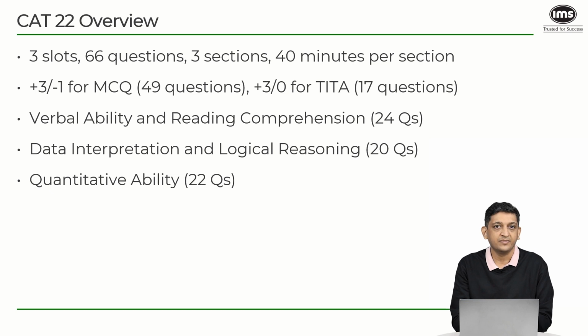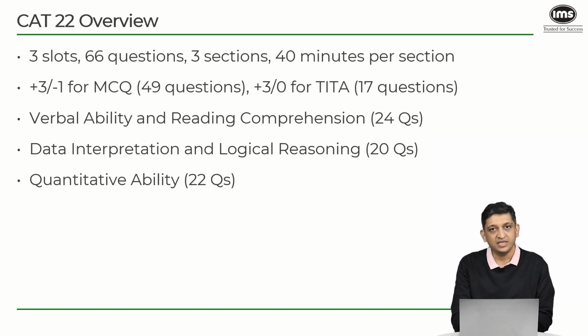Once you are done with the data interpretation and logical reasoning section, the third section will be that of quantitative ability. So in CAT 2022, there were 22 questions in the quantitative ability section. Now these questions are standalone in nature and you will not really have them in the form of sets. So each question will have to be answered independently of the rest of them, and you will have choices in terms of which questions to go for and which questions to leave. So that will be the last section in your test.